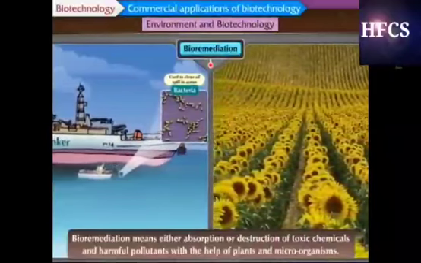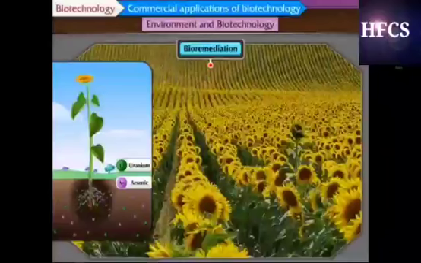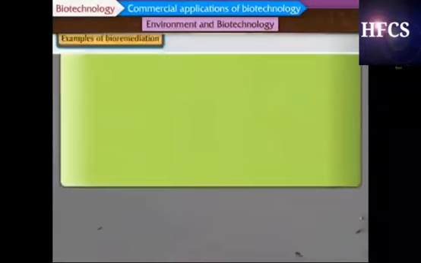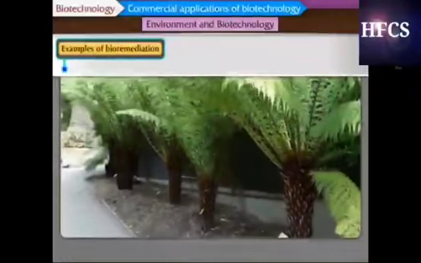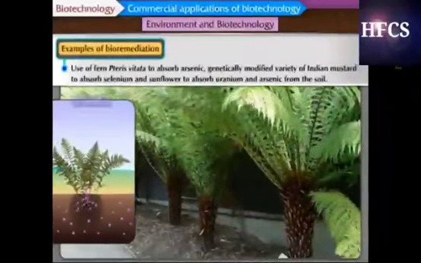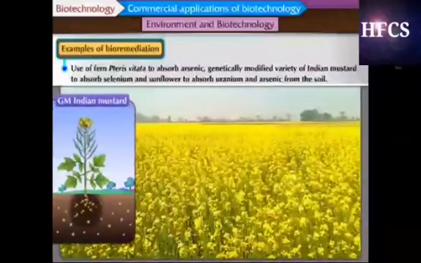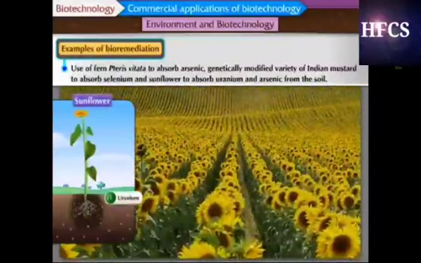If plants are used for this purpose, it is called phytoremediation. Some examples of bioremediation are as follows. First, the fern Pteris vittata can absorb arsenic from the soil. A genetically modified variety of Indian mustard can absorb selenium from soil. Sunflower can absorb uranium and arsenic.